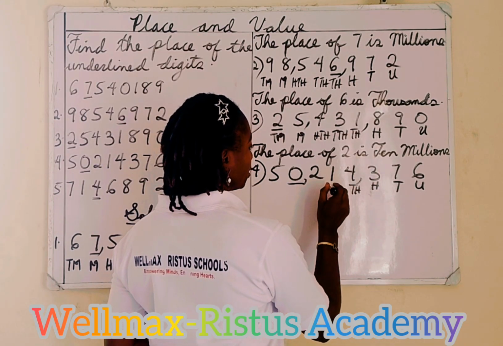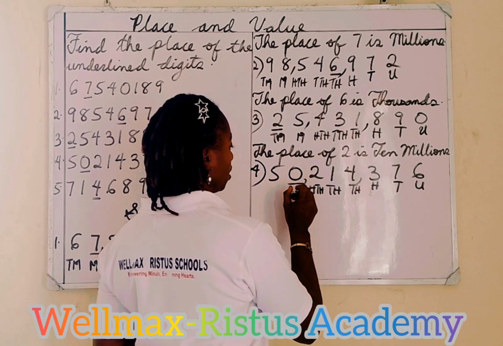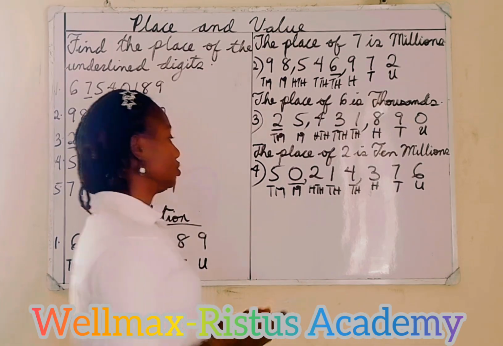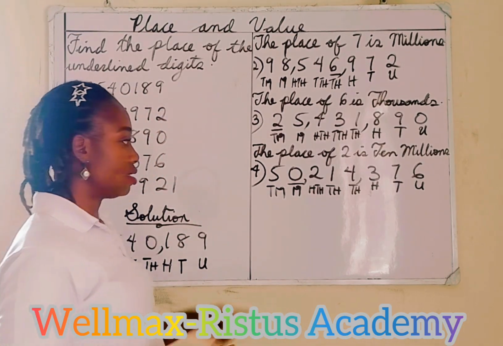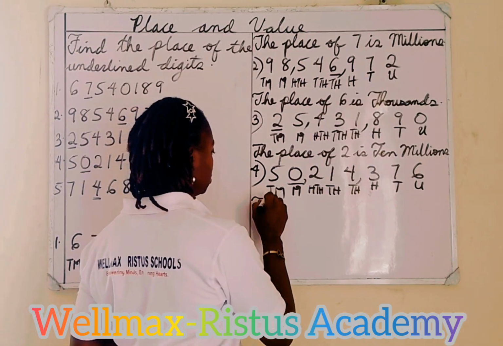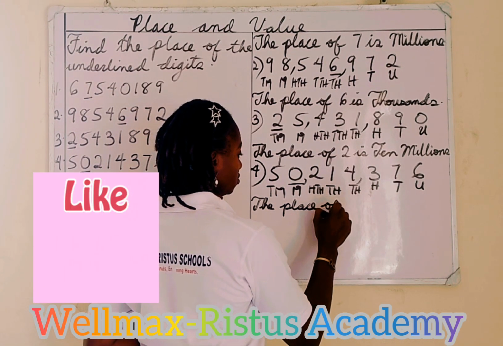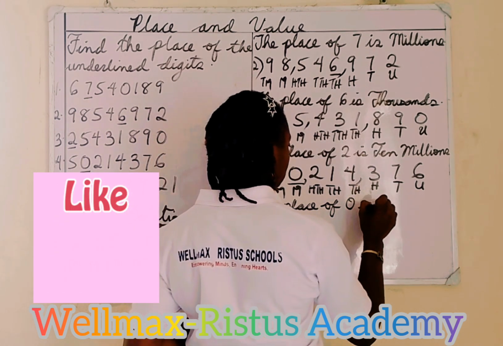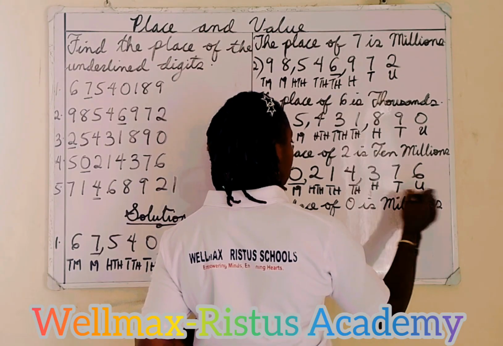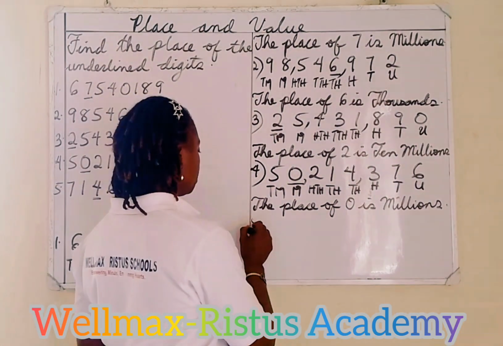4,000, 10,000, 100,000, million, and 10 million. Good. So this means that the place of 0 here is million. Millions. Right. Okay, let's move on to the last question.